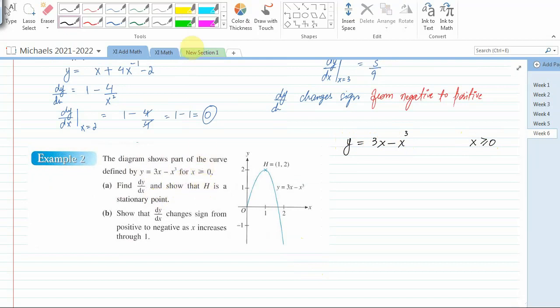How do you know that h is a stationary point? It means that at point h dy by dx should be equal to 0. Alright, so how are you going to prove that? It's quite simple. First you need to differentiate the equation, and for point h you can see that its x value equals 1. Alright, so now you have 90 seconds to give it a try, so start.